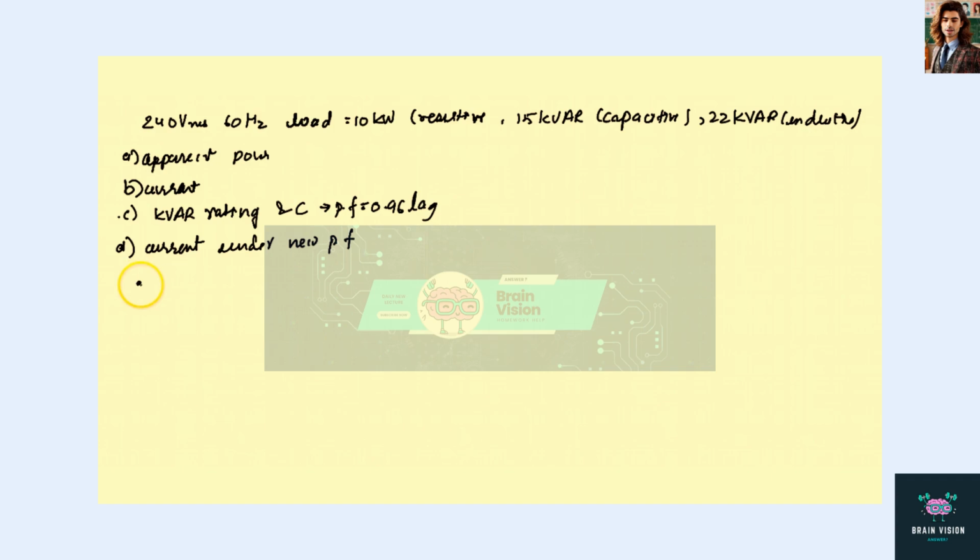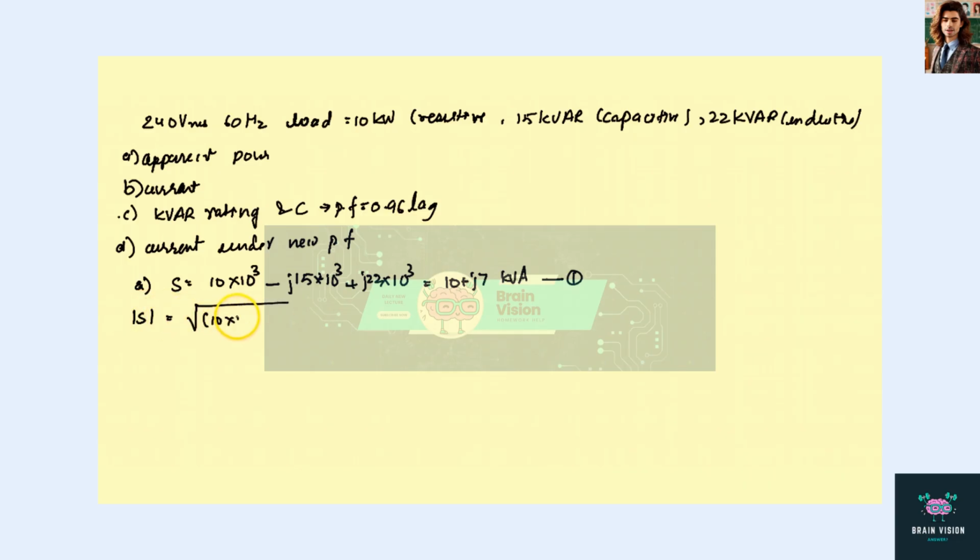For the first part, calculating the value for apparent power, which equals 10 into 10 raised to the power 3 minus j15 into 10 raised to the power 3 plus j22 into 10 raised to the power 3. This equals 10 plus j7 kVA. This becomes our first equation. Calculating the magnitude of apparent power, which equals the square root of (10 into 10 raised to the power 3) whole squared plus (7 into 10 raised to the power 3) whole squared, and the magnitude is 12.21 kilovolt ampere. This is the apparent power.